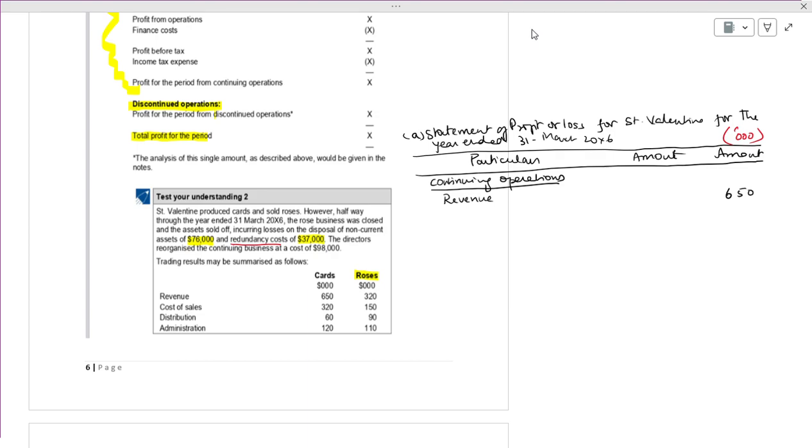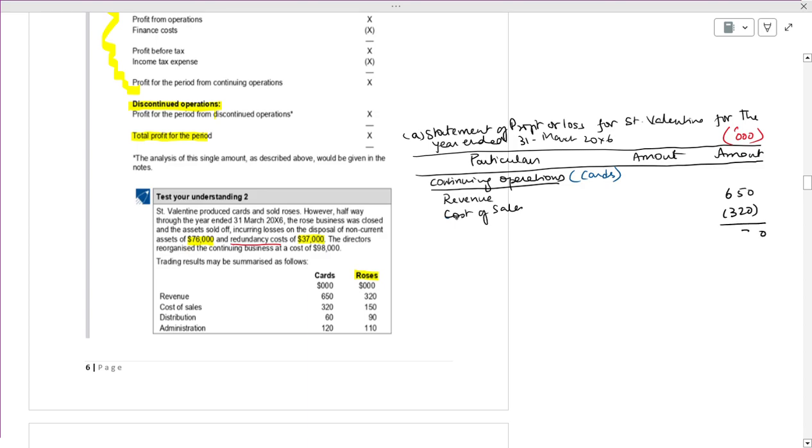Now, how much is the revenue? The 650. Only continuing operations is only for cards. Next, cost of sales is how much? It is not difficult. Where they are difficult, I will tell you in advance. 320. How much will you get?